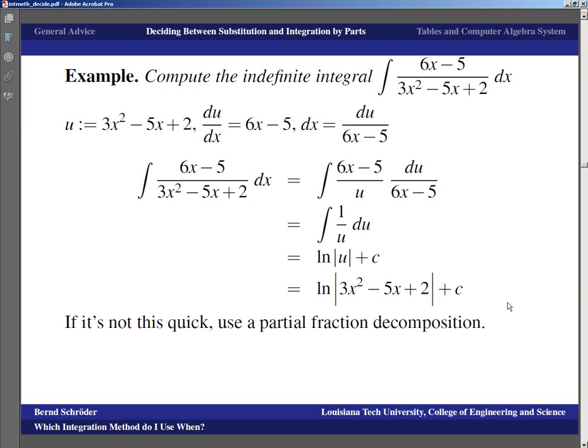And basically now, if it's not this quick, use a partial fraction decomposition. So that should just take rational functions completely off the table. If you have a rational function, look at it to see if there's something obvious, and it really ought to be something that jumps out at you. If there isn't such a thing, do the partial fraction decomposition, and you'll get the antiderivative.